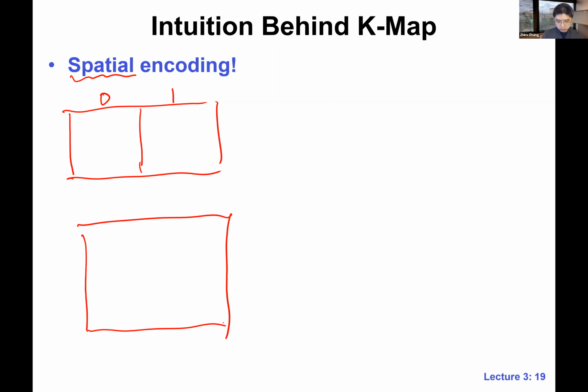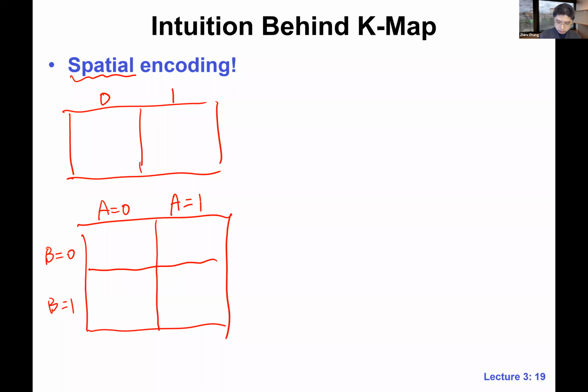If I draw a space like this, I can just divide it into 4 cells. Let's say for the rows, we have 2 variables, A and B. For the first row, B is 0, second row, B is 1, and for the first column, A is 0, for the second column, A is 1. Make sense? I can just divide up this space into 4 cells, and then I can encode 2-bit information, A and B.